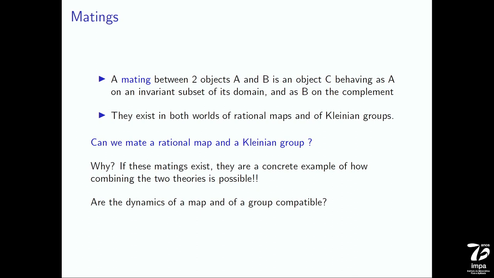Is this possible? And why are we interested in it? Well, because if this is possible, this is a concrete example of the Sullivan dictionary. It's something where the two theories actually touch together. Okay. But the first question is, since a map is not a group and a group is not a map, are the dynamics of a group and a map combinable? And yes, they are.